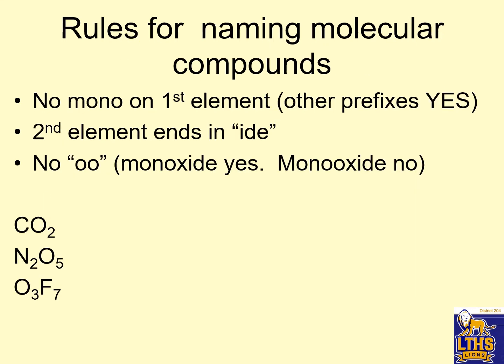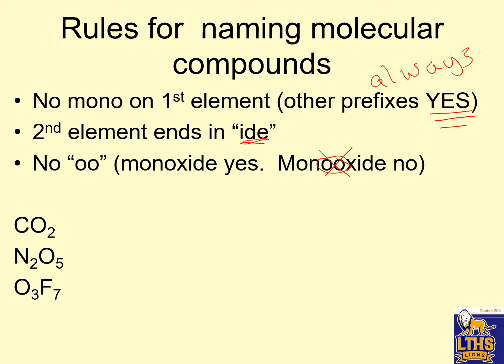All right, so here are the rules for naming molecular compounds. You never use the prefix mono on the first element, but otherwise you use prefixes all the time. Always, all the time, except for mono on the first. The second element in the compound, the word's going to end in IDE, and we never put double O's in. So it would be monoxide, not mono-oxide. Ooh, no. Okay.